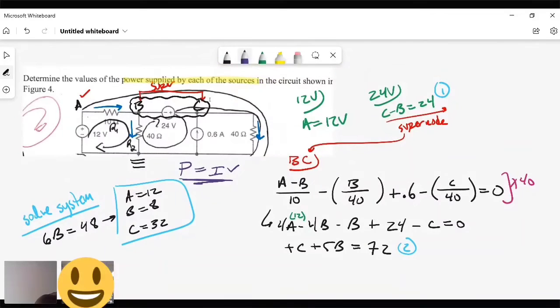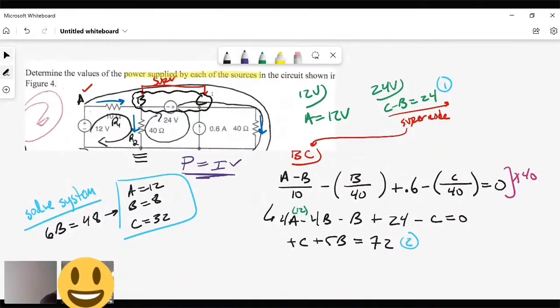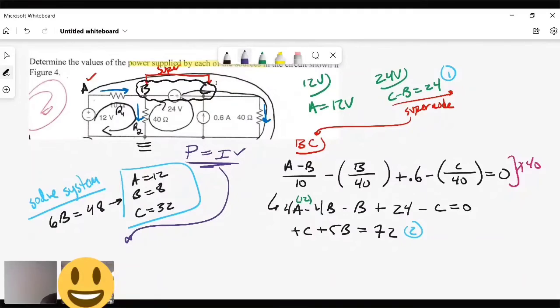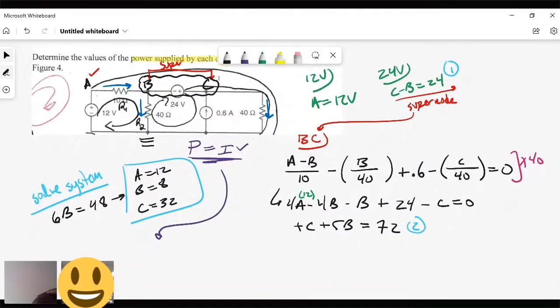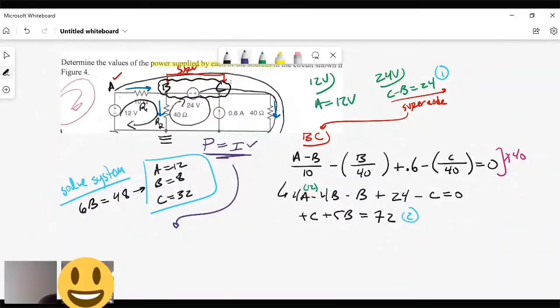Oh, yeah. Right. And that's going to take into account every object, any element can now use that form of power. So now I want to look at the sources. So first we're going to look at the 12-volt source. And so we know we need IV.